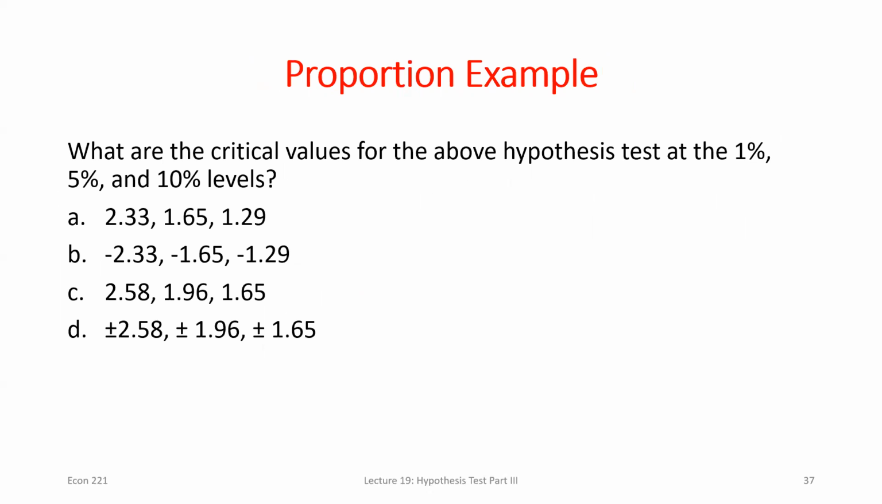I think about, I've got a right tail test. First of all, which of these can I rule out if I've got a right tail test for my critical values for the 1, 5, and 10% level? Or 99, 95, 90% confidence. It's a right tail test. My critical values have to be on the right side of our standard normal distribution, so positive. So right away, I know B and D can't be the answer.